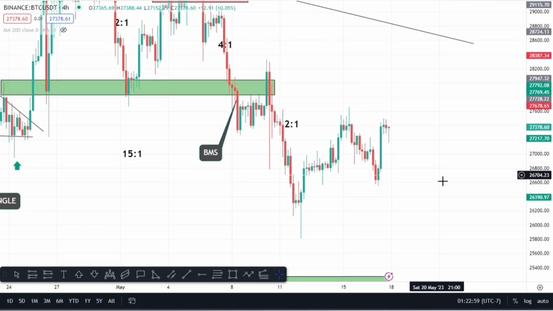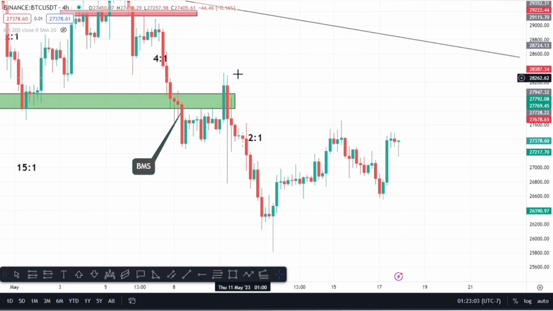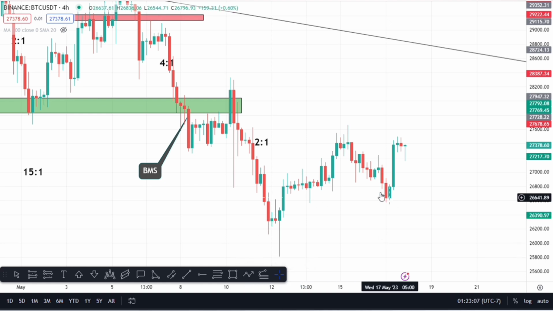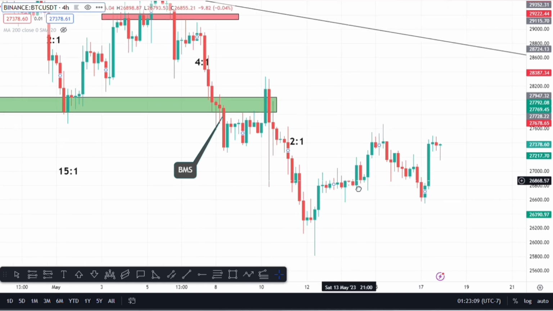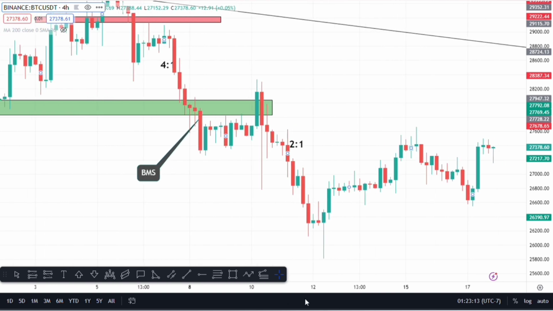But if not, we are still going to be looking at the market the way it's supposed to be looked at, which is still downwards, until I see any violation, before we announce in the Telegram channel that we are taking another trade on Bitcoin. So that's just it.